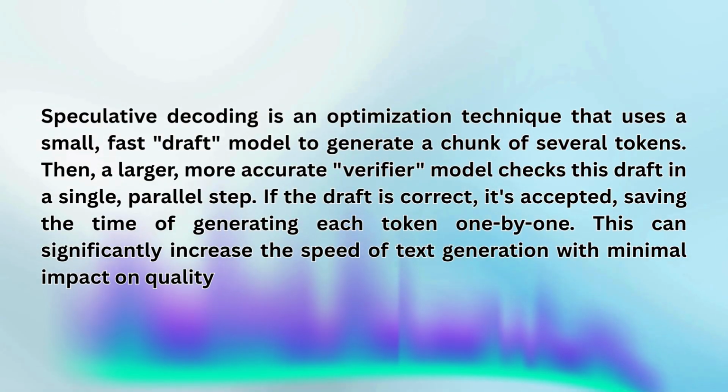Then, a larger, more accurate verifier model checks this draft in a single, parallel step. If the draft is correct, it's accepted, saving the time of generating each token one by one. This can significantly increase the speed of text generation with minimal impact on quality.